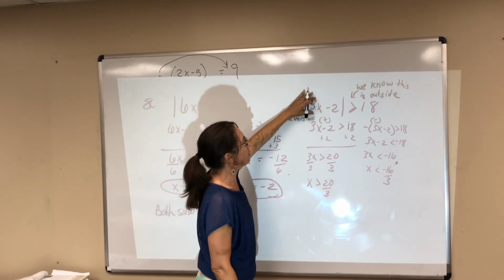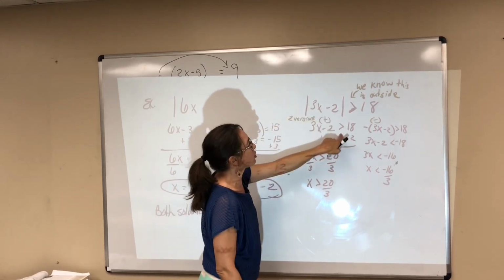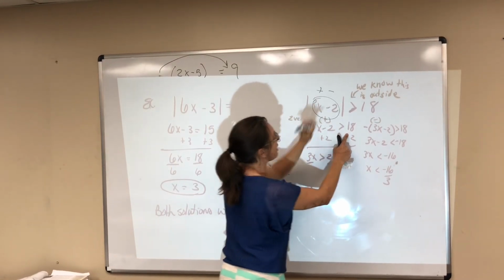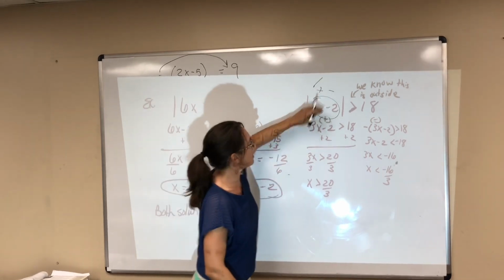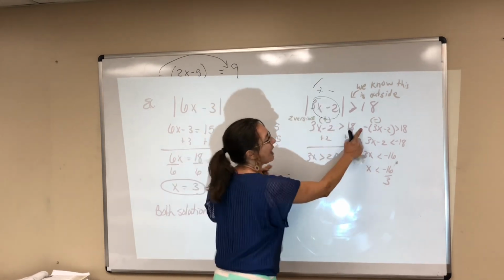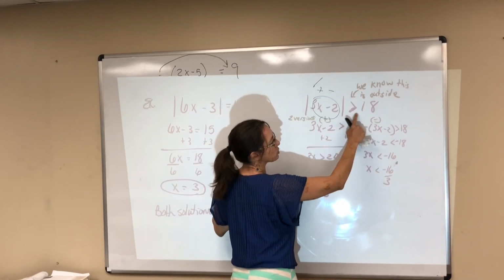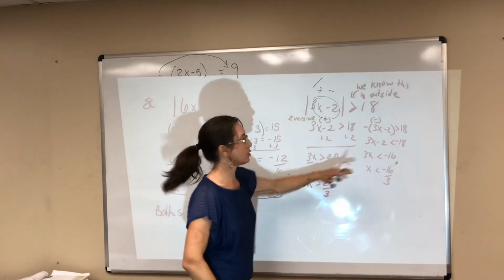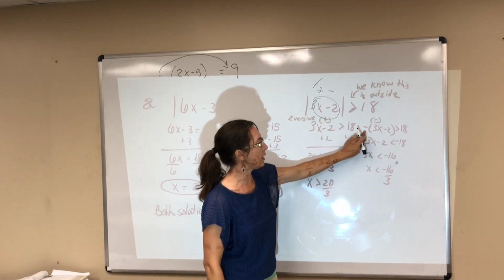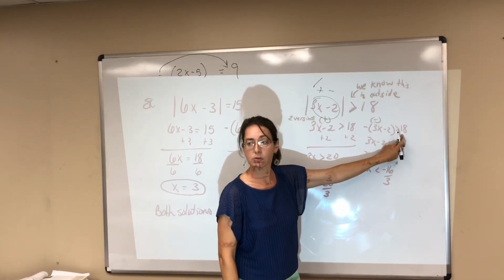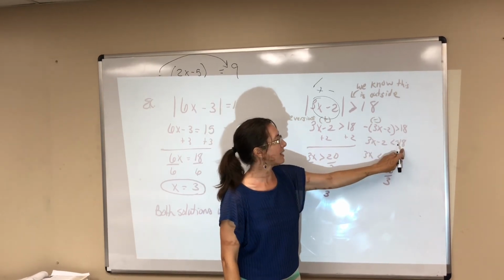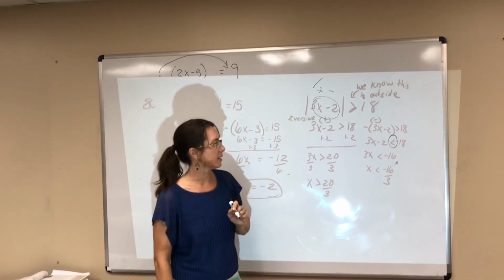Okay, so we have |3x - 2| > 18. Here's our first one, because I need to have both the positive and the negative version of it. So my positive version says 3x - 2 > 18. My negative one says -(3x - 2) > 18. Okay, so we write it exactly the same, positive version, negative version. What happens when we multiply times this negative, or divide this negative over? It becomes a negative 18, but what happens to the sign? Oh, it has to flip.